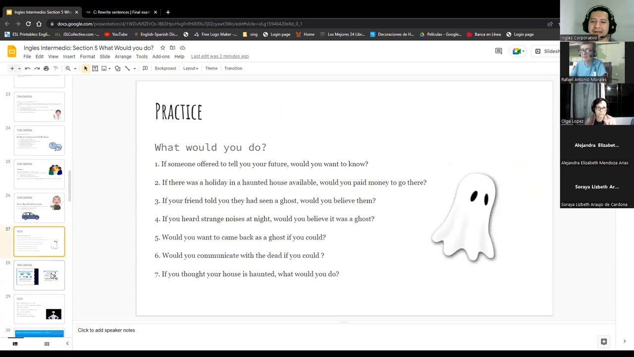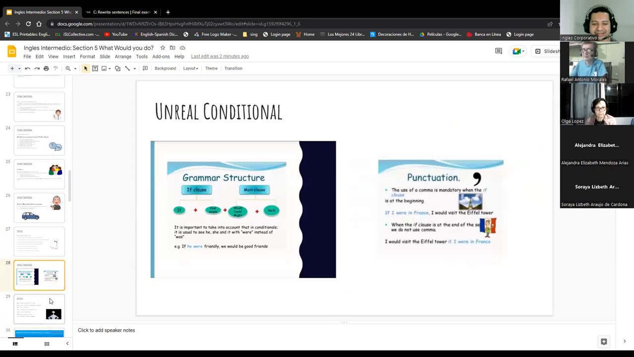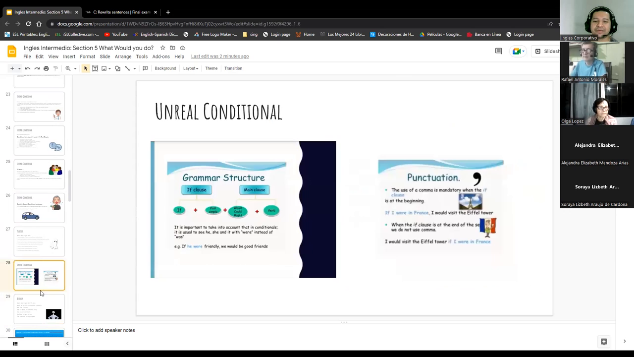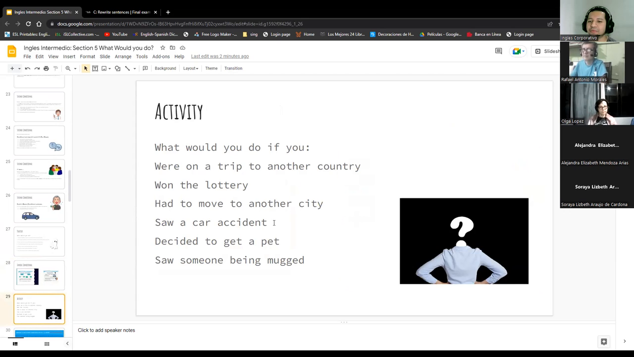Now we are going to, yesterday we also talked about ghosts, right? Ghosts and scary things. Okay, now, just to review, we were talking about unreal situations. What would be some unreal situations? For example, what would you do if you were on a trip to another country? What would you do if you won the lottery?